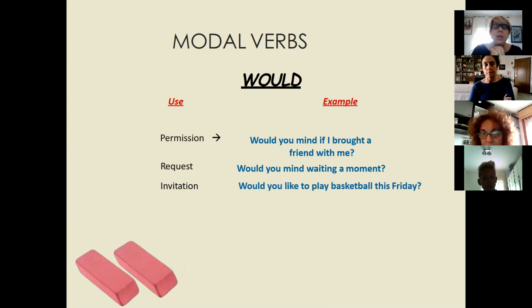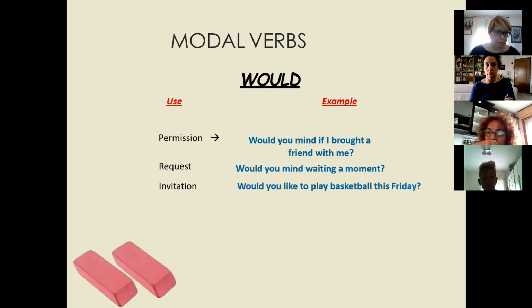Of course, in these examples they are just questions, but we can use would in any form of grammar. I would like, would you like? I would go there if... so you know exactly how to use it. But it's usually divided into permission, request, and invitation.